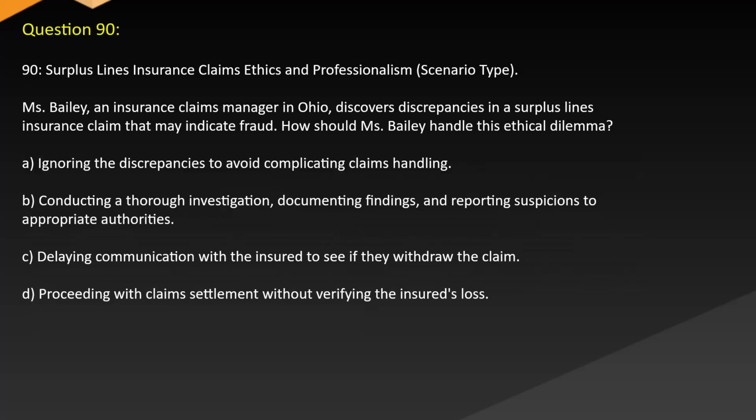3901.19. Question 90. Surplus lines insurance claims ethics and professionalism scenario type. Ms. Bailey, an insurance claims manager in Ohio, discovers discrepancies in a surplus lines insurance claim that may indicate fraud. How should Ms. Bailey handle this ethical dilemma? A. Ignoring the discrepancies to avoid complicating claims handling. B. Conducting a thorough investigation, documenting findings and reporting suspicions to appropriate authorities. C. Delaying communication with the insured to see if they withdraw the claim. D. Proceeding with claims settlement without verifying the insured's loss.